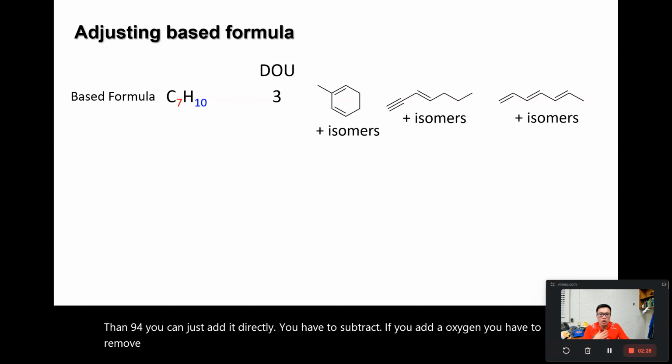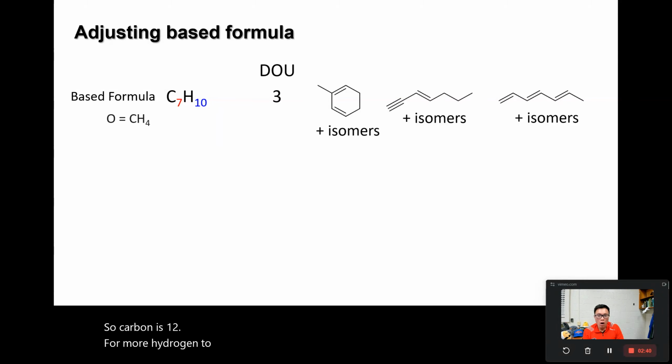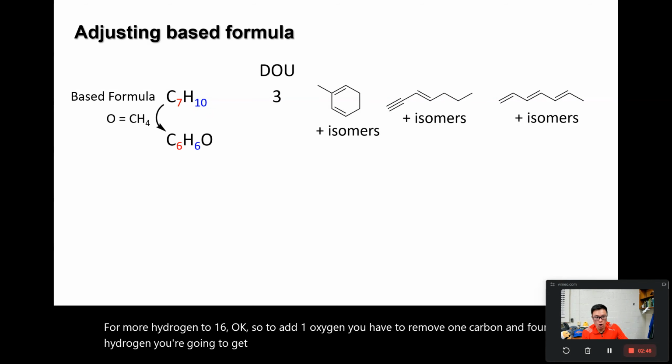If you add oxygen, you have to remove something. Each oxygen is 16, so you have to remove 16. What could be 16 on here? So carbon is 12, 4 more hydrogen is 16. So to add 1 oxygen, you have to remove 1 carbon and 4 hydrogen. You're going to get C6H6O. Do the degree of unsaturation. That's 4. Here we go.